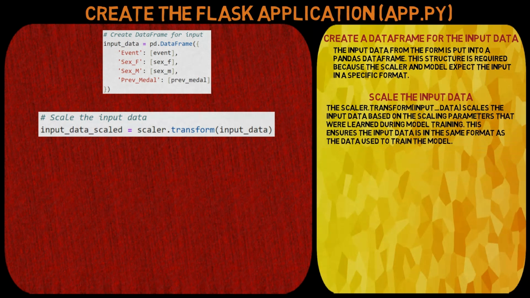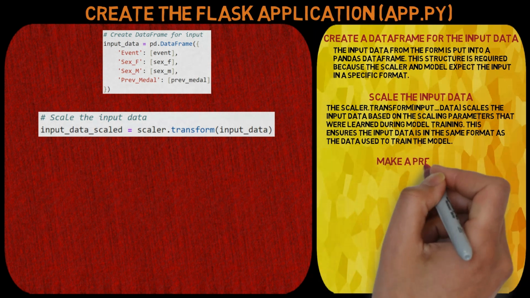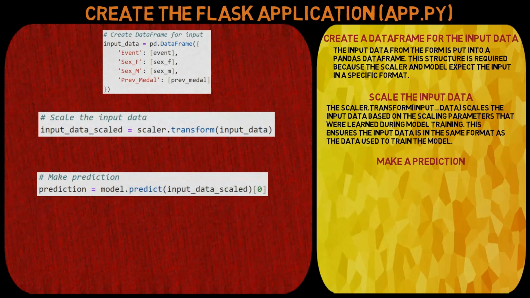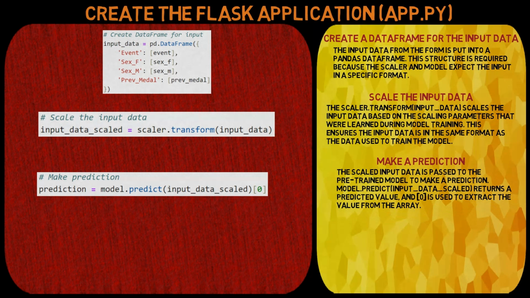We'll use scaler.transform(input_data) to scale the input data based on the scaling parameters learned during model training. This ensures the input data is in the same format as the data used to train the model. Making a prediction. The scaled input data is then passed to the pre-trained model to make a prediction. We'll use model.predict(input_data_scaled) to return a predicted value, and [0] is used to extract the value from the array.